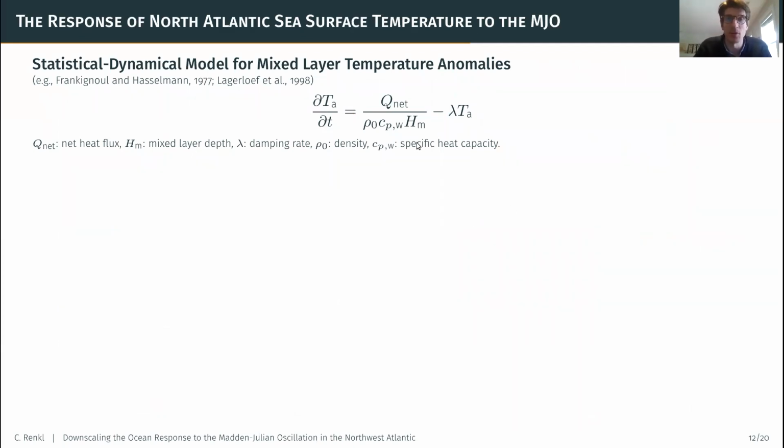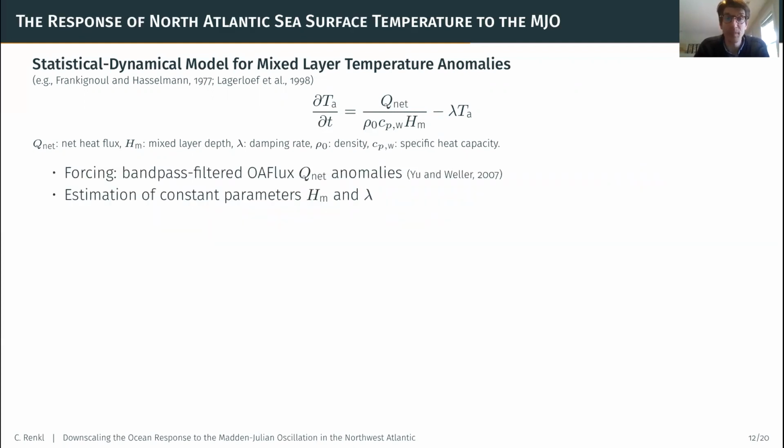and that's the only equation I'm showing today, which is a simple model that models the rate of change of the temperature anomaly as a function of the incoming net heat flux, Q net, divided by some coefficients and the mixed layer depth. And then this second term here is a decay term. So this together becomes an autoregressive model of order 1, which we can fit to our data.